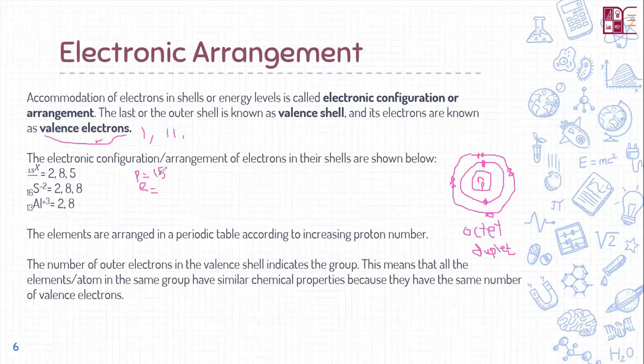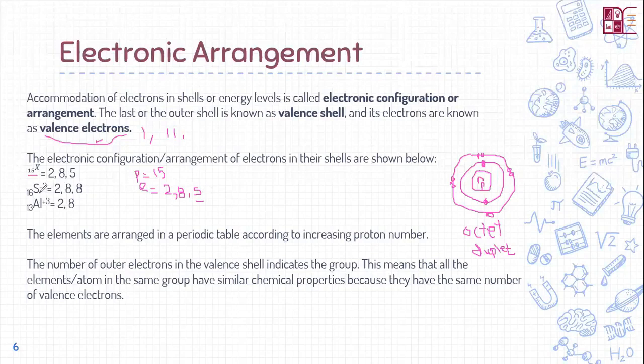So we have to make the configuration a total of 15. As I told, the first shell is going to have 2, the next one is going to have 8. Now we have a total of 10 right now. So the rest which are left, in the last shell, are going to be 5 electrons. That is why this element is going to be in group 5. Why is it going to be in group 5? Because the number of valence electrons tells us their group as well, and this is also going to indicate their chemical properties. So this is going to be in group 5.